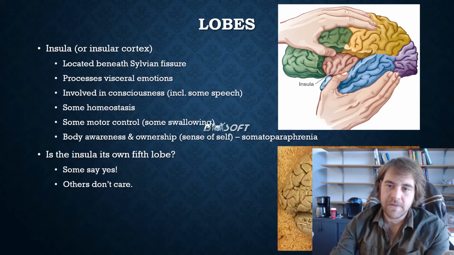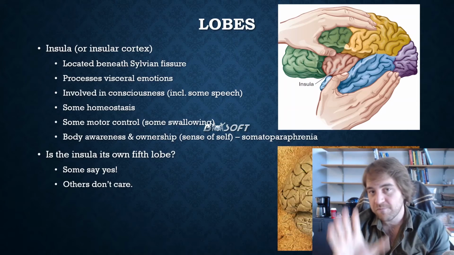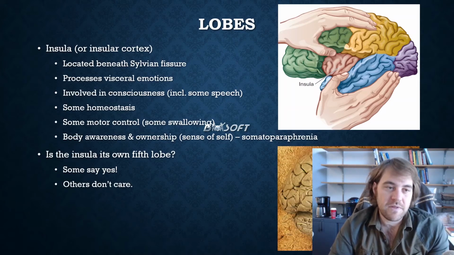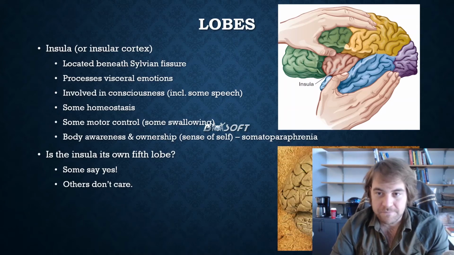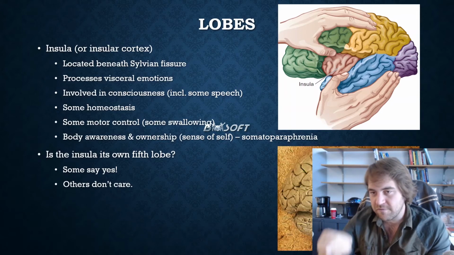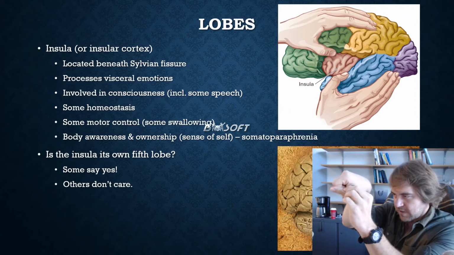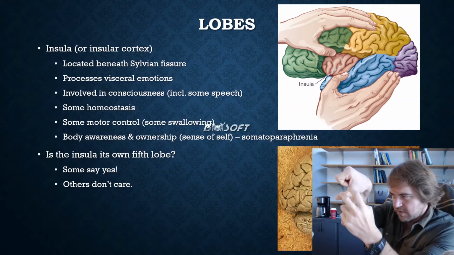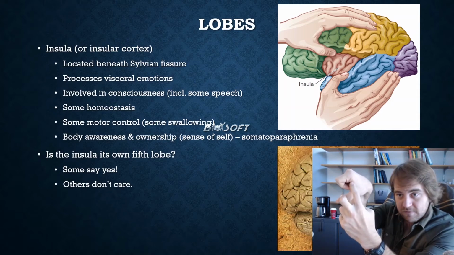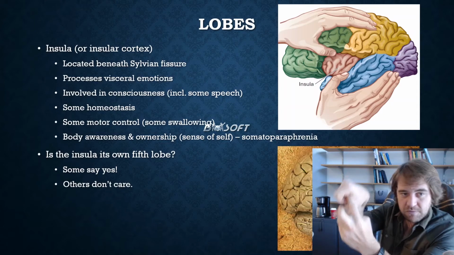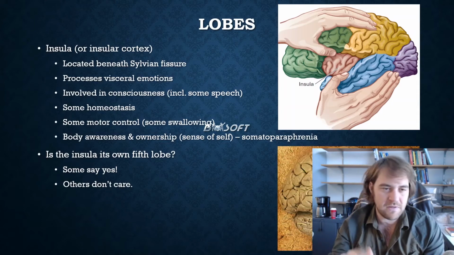All right, and then the last one, remember I said there were 5 lobes. The last one that you can't see is called the insula. So the way that you see it is, if this is your brain, you have to kind of pull down the temporal lobe and look into your fist right here. And that would be where the insula is located. Sometimes it's called the insular cortex.